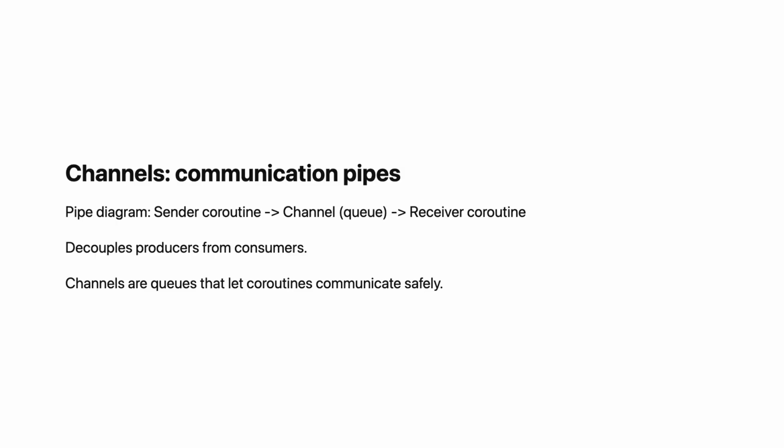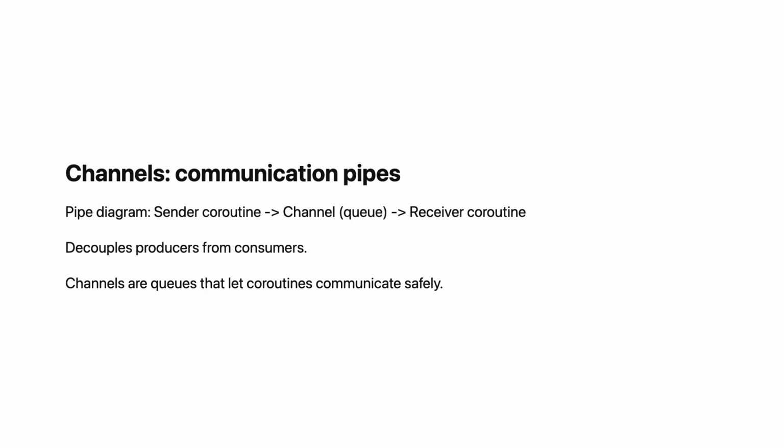A channel is a queue for coroutine communication. Think of a channel like a pipe. One end sends values in. The other end receives values out. The channel sits between sender and receiver. Channels are similar to BlockingQueue from Java, but designed for coroutines. Instead of blocking threads, they suspend coroutines.